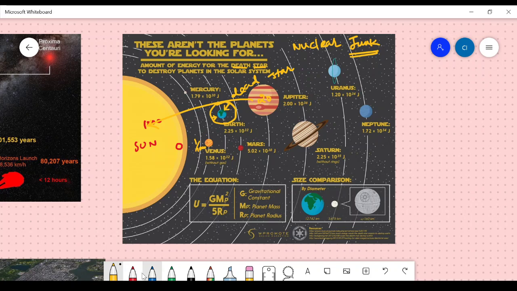But here they are calculating the amount of energy for the Death Star to destroy a planet in the system. So they have used this formula U equal to GM square by R, where G is the gravitation constant. We don't go into much detail on that, but what is important is they have calculated the energy as equal to 2 into 10 power 36 joules, 1.2 into 10 power 34 joules. This idea is there. So they have scaled it according to the size and the energy required for destroying this planet. So this is a kind of graph.